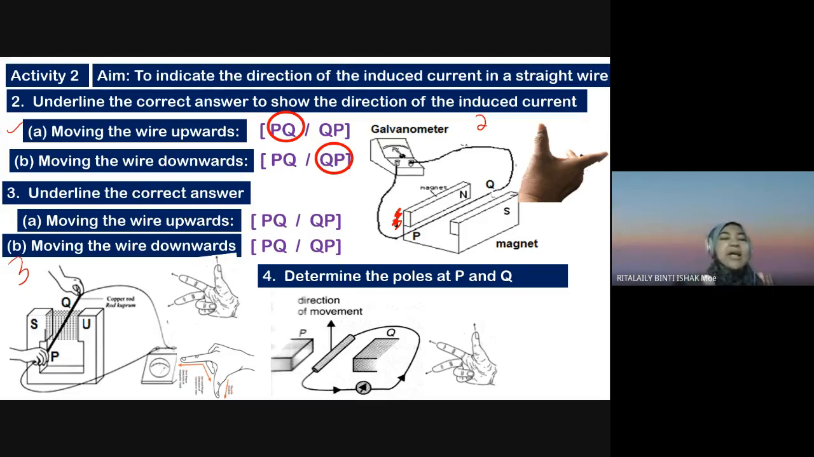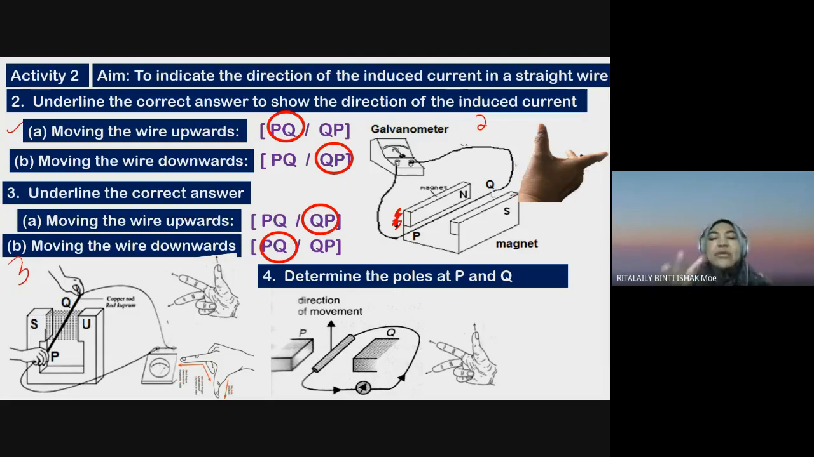For 3A, the wire moves upward, so our thumb is pointing upward and our index finger is pointing towards us. Since this is a 2D diagram, we can say that the current flows from Q to P. When the wire is moved downward, the current will flow in the opposite direction, which is P to Q.